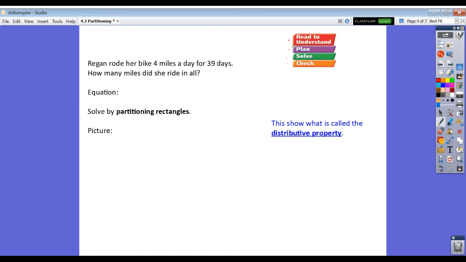So what's the question here? How many miles did she ride in all? I'm going to underline it. So I know what the question's asking. Sorry, check off that step.